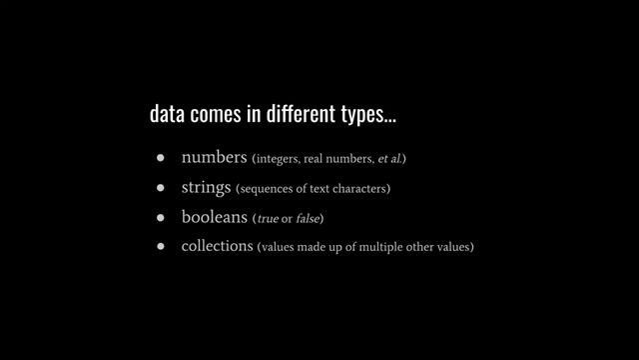Lastly, a collection is a piece of data, a value, which is made up of other values, which might be numbers or strings or booleans or even other collections. And there are many different kinds of collections because there are many different ways to organize multiple values, but the most obvious and simplest and probably the most commonly used is a simple list. You have a collection which is just an ordered list of: here's the first thing, here's the second thing, the third, the fourth, the fifth, and so forth.